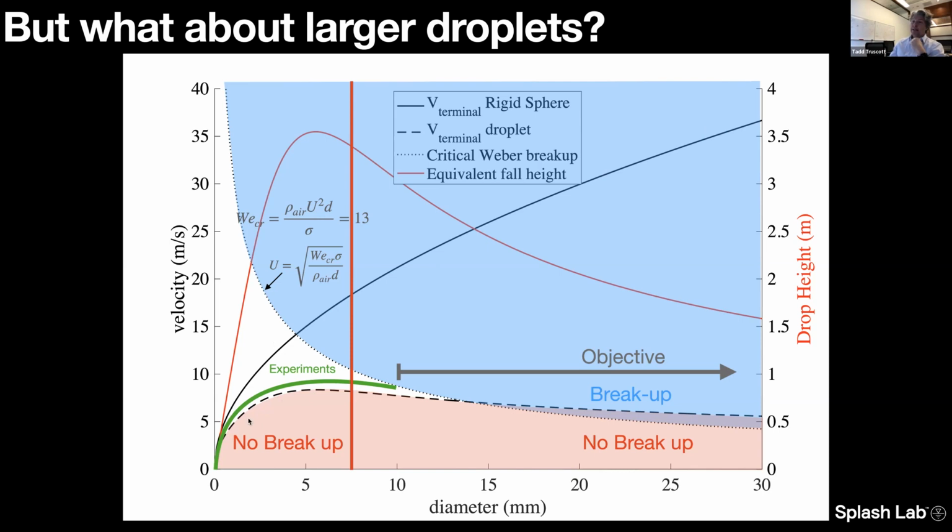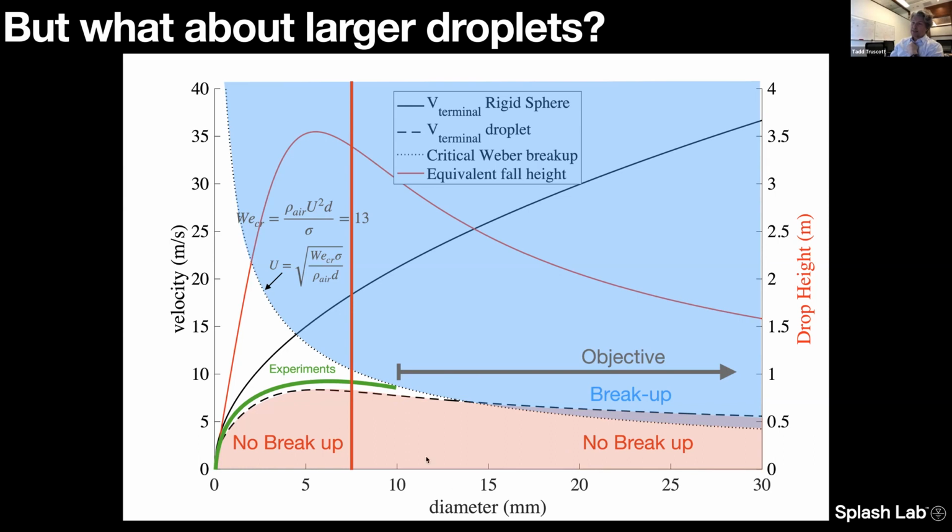This isn't what happens. As the droplet grows in size, we get a flattening. And so we get this other dashed line. And what you see is if you're below this line, you don't have any breakup. But the problem is that in most of the experiments, you start to get around here, a little bit above this line. But our objective is to go even further into this regime here.